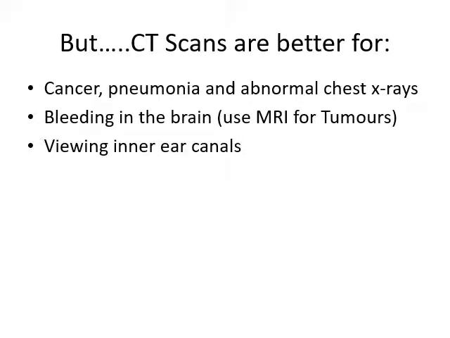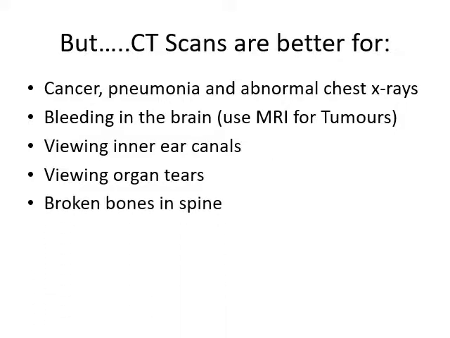Viewing the inner ear canal. So remember, with your inner ear, you've got the little bones in there, and you've got the cochlea in there. So a CT is a better way to view those. Looking for organ tear. So if you've got a torn liver, something like that, a CAT scan will show you the tear a lot better.